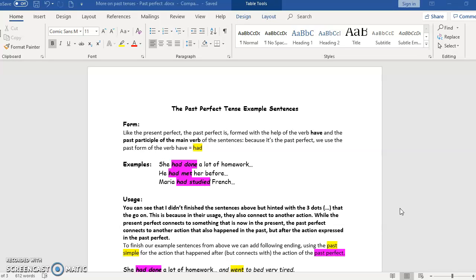Today, this week, we will look at the past perfect tense, as last week we looked at the present perfect.